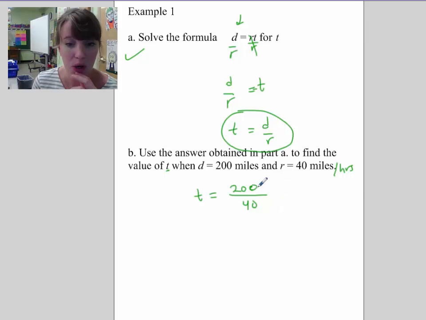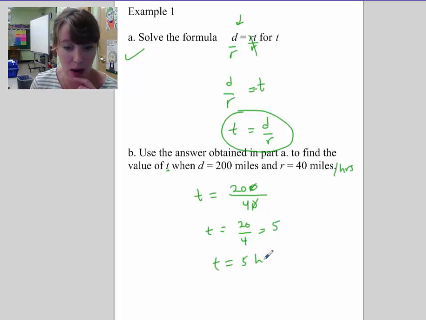miles per hour. Well, here, if I divide the top and bottom by 10, it gets rid of those zeros. There should be 20 over 4, and 20 over 4 is just 5. So our units here, if the rate were in miles per hour, the unit would be in hours. Okay, so our time is equal to 5 hours. So if you traveled 200 miles at a rate of 40 miles per hour, you would have been traveling for 5 hours.